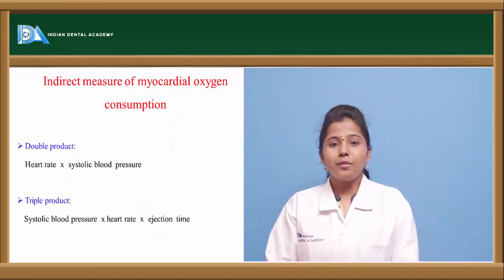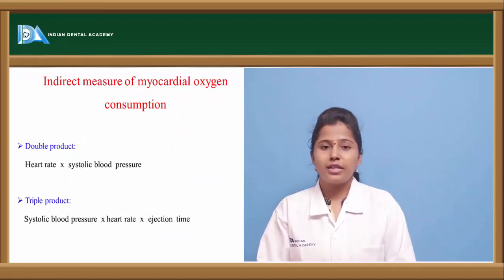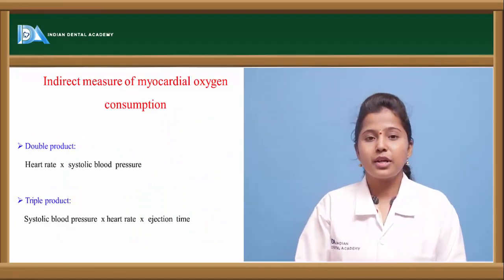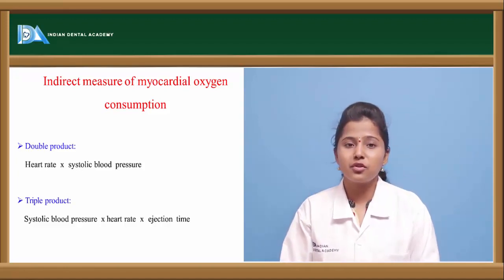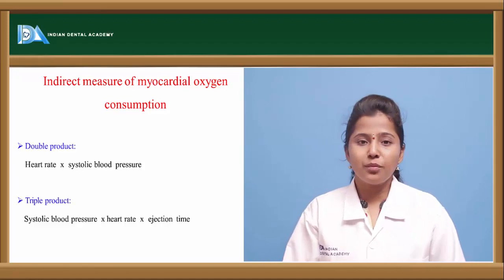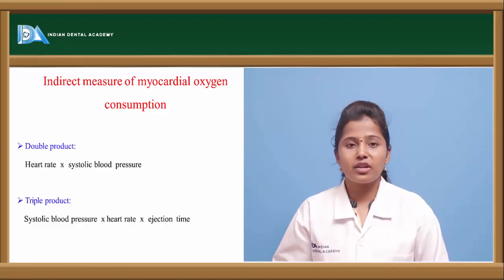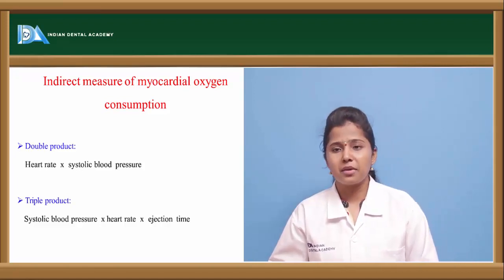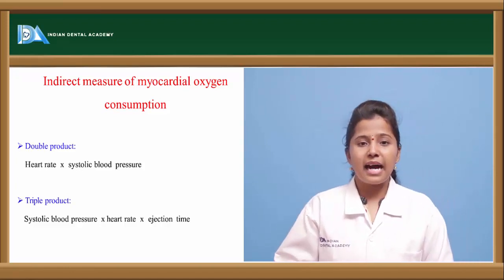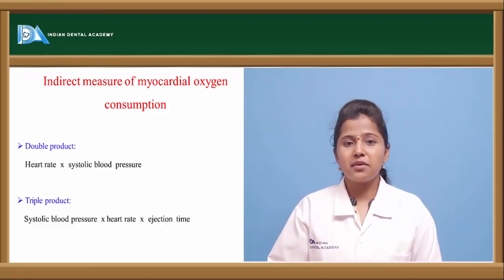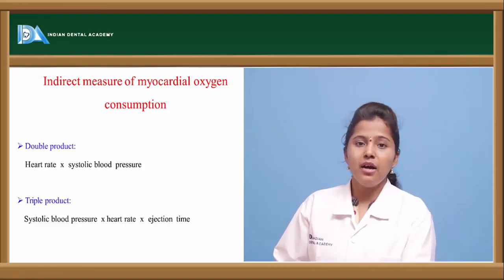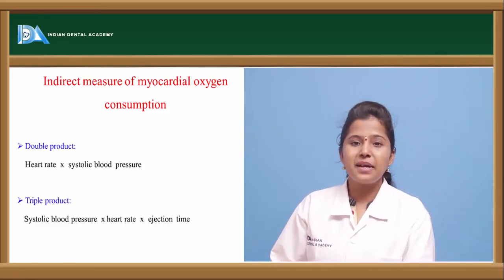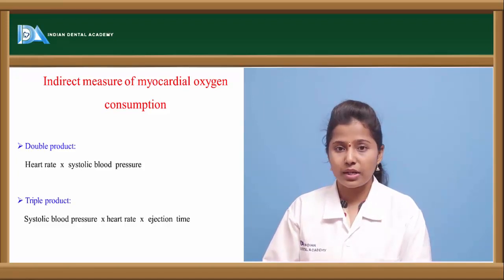And there are a few measures by which we can calculate the oxygen consumption of the heart. There are two methods. One is the double product method and the other one is the triple product method. In the double product method, the heart rate of the anginal person is multiplied with the systolic blood pressure, and then we get a value. The value will estimate how much oxygen is required by the heart.